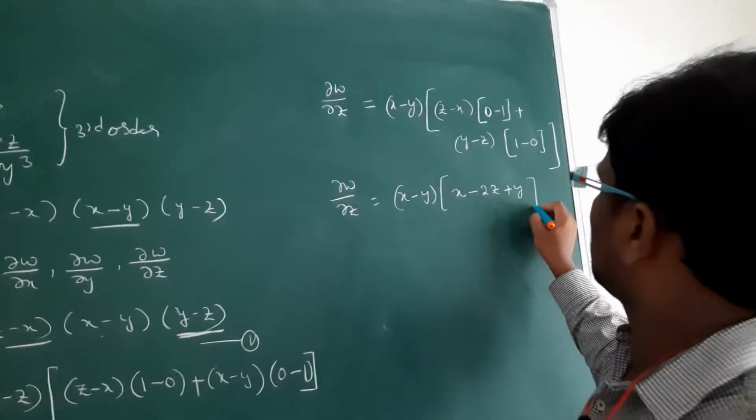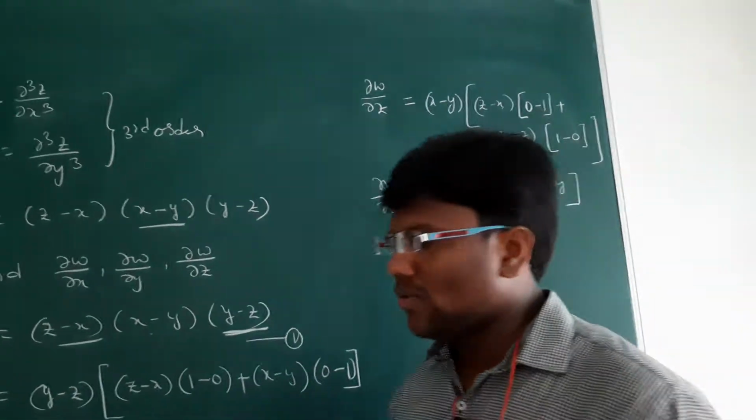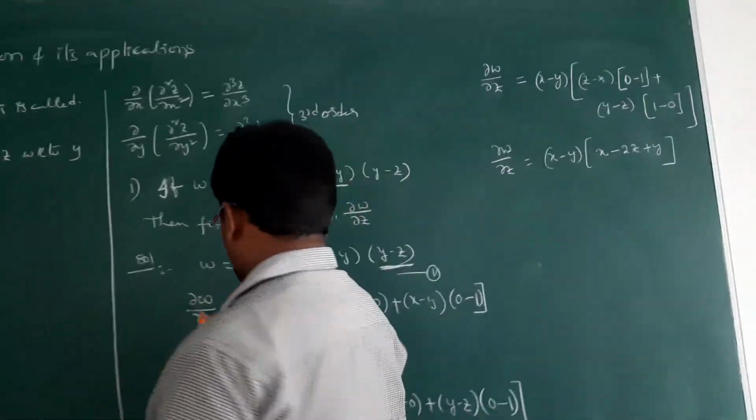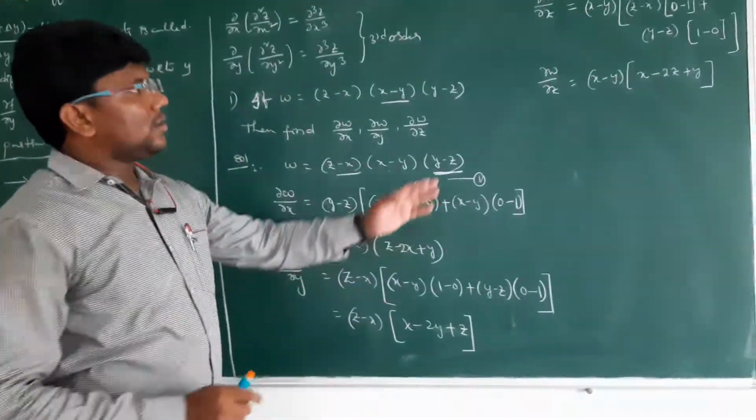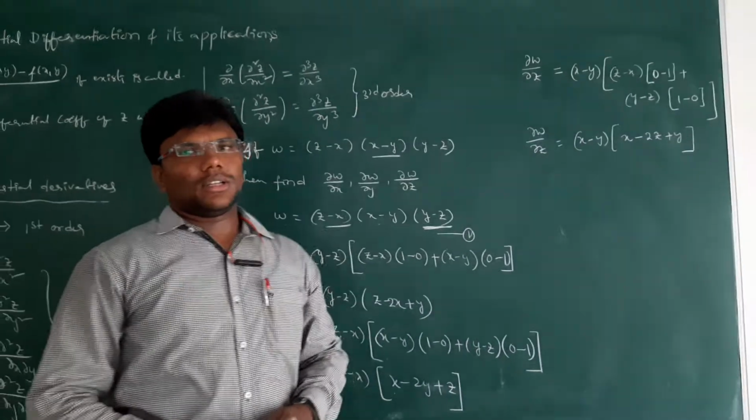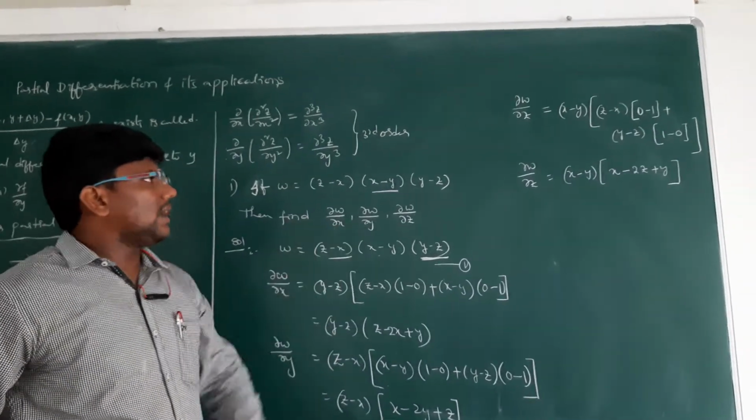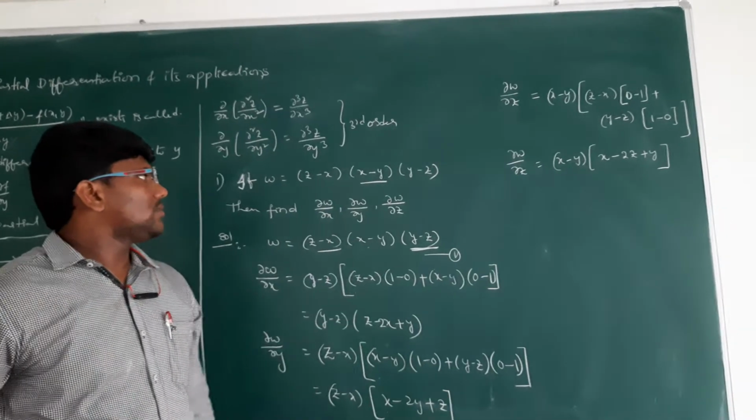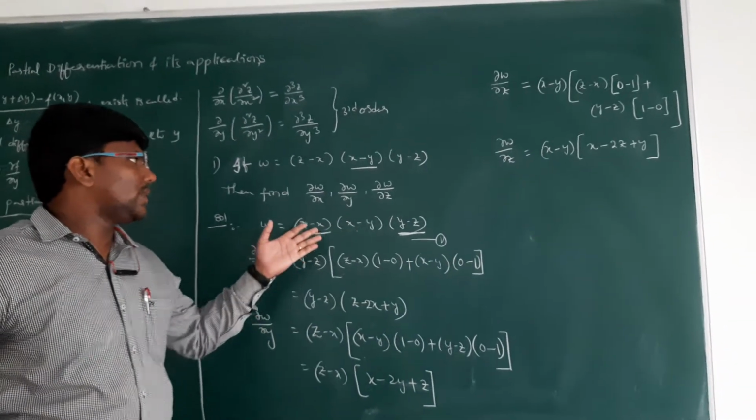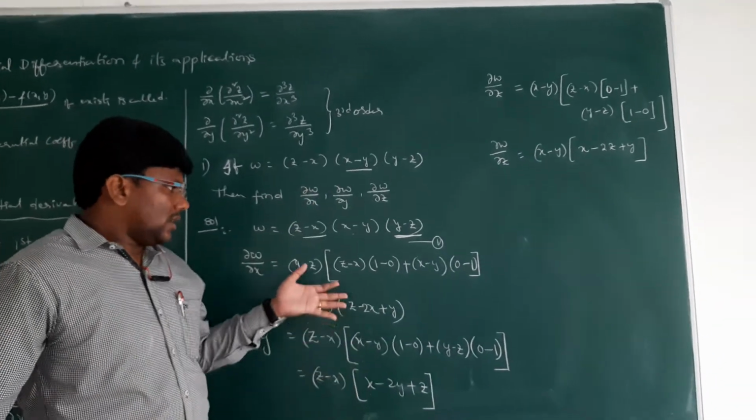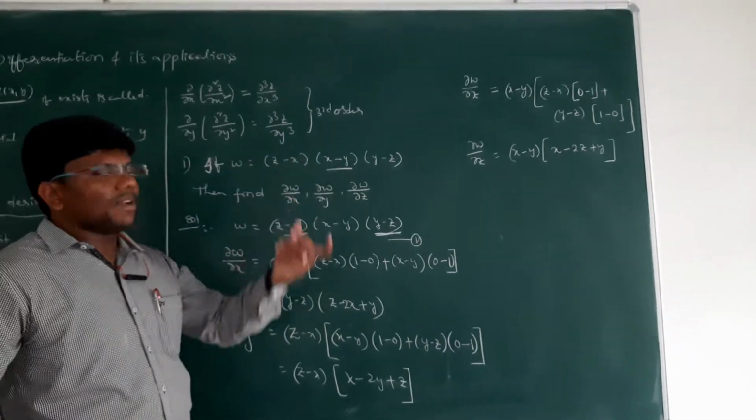These are the partial differential coefficients, dou w by dou x, dou w by dou y, dou w by dou z. Sometimes we also add these three values. If you add these three values, dou w by dou x plus dou w by dou y plus dou w by dou z, we have to add these three values.